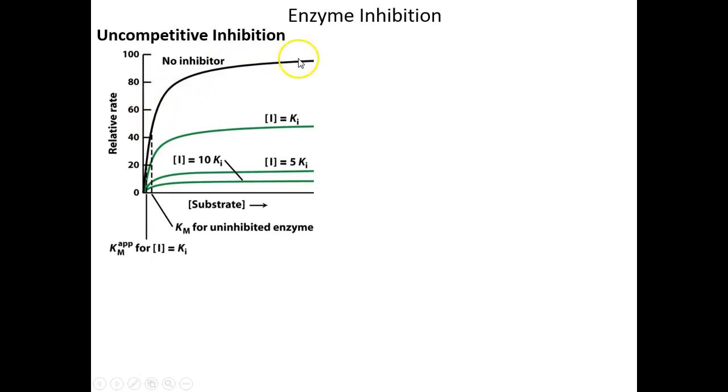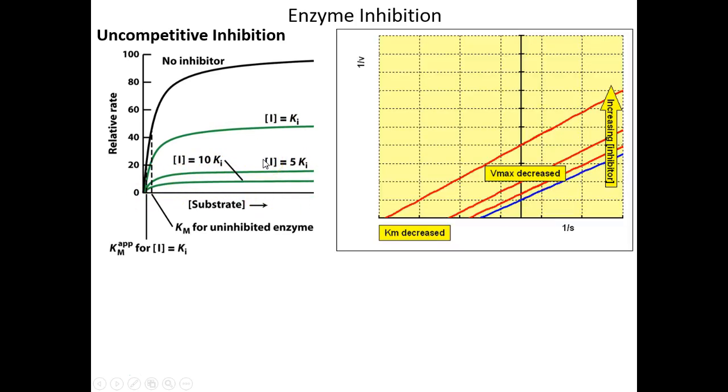So if we look at Michaelis-Menten graphs in the presence of uncompetitive inhibitor, we can see that when there's no inhibitor present, we have a fairly typical Michaelis-Menten curve here. Vmax would be up here. If we add some inhibitor, we see that Vmax decreases. Vmax goes down. Add more inhibitor, it decreases even more. Add more inhibitor still, it decreases even further.